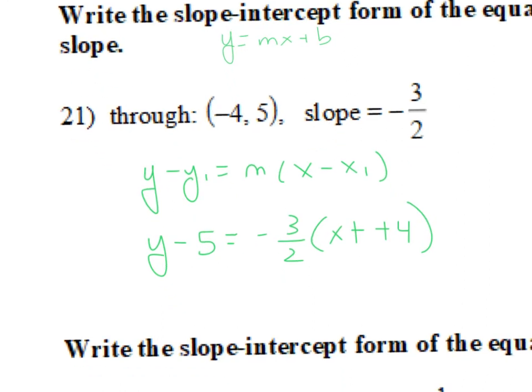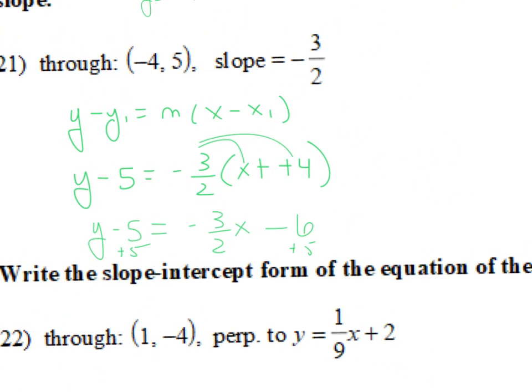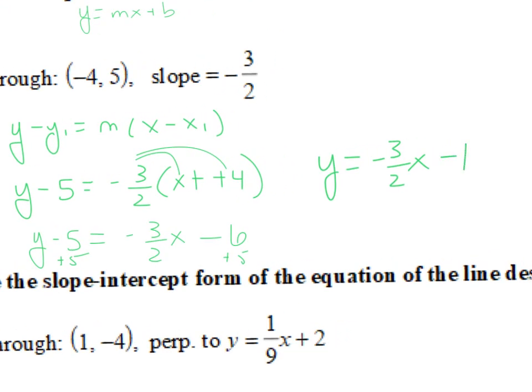which is just really going to become a plus 4. So now I'm going to go ahead and distribute that negative 3/2 through and get y minus 5 equals negative 3/2 x. And then I'm going to get a negative 6 when I multiply 3/2 and 4 together. Now I'm going to go ahead and add that 5 over. So my final answer here will be y equals negative 3/2 x minus 1.